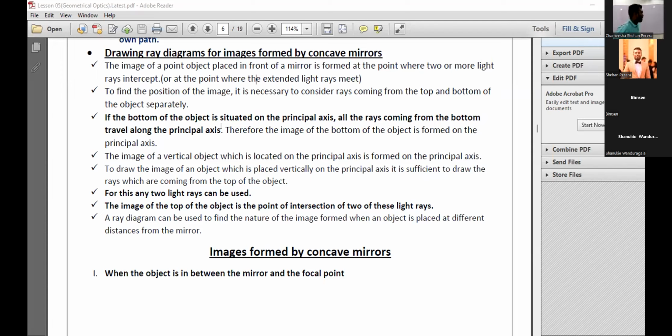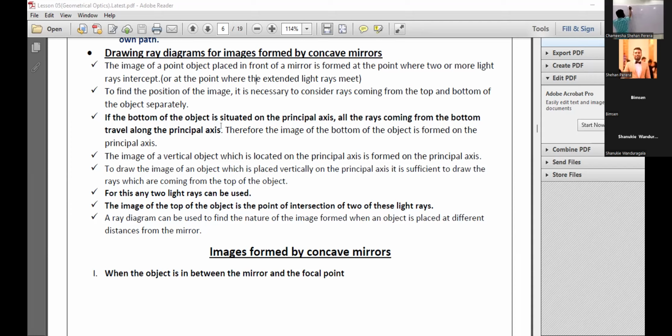Okay, sir. To find the position of the image, it is necessary to consider rays coming from the top and the bottom of the object separately. If the bottom of the object is situated on the principal axis, all the rays coming from the bottom travel along the principal axis. Therefore, the image of the bottom of the object is formed on the principal axis. To draw the image of an object which is placed vertically on the principal axis, it is sufficient to draw the rays which are coming from the top of the object.